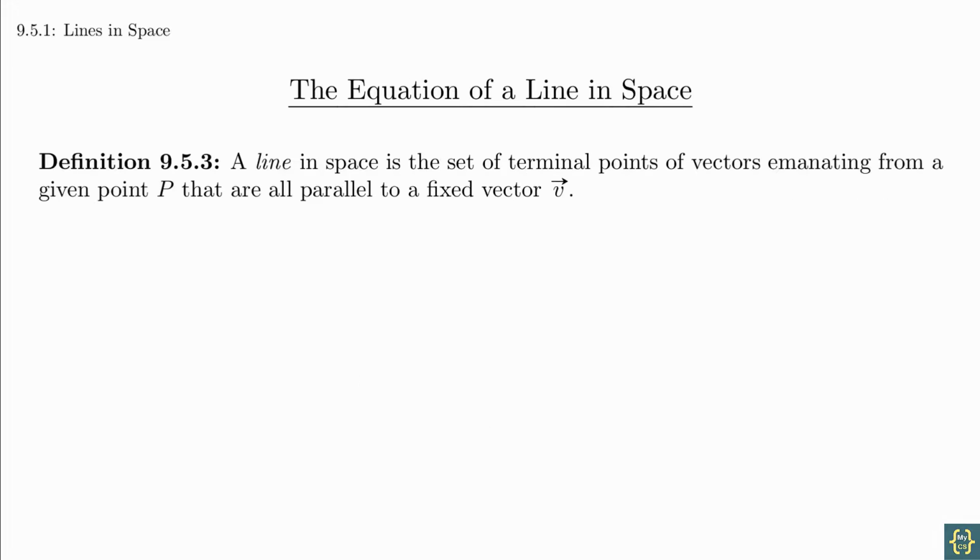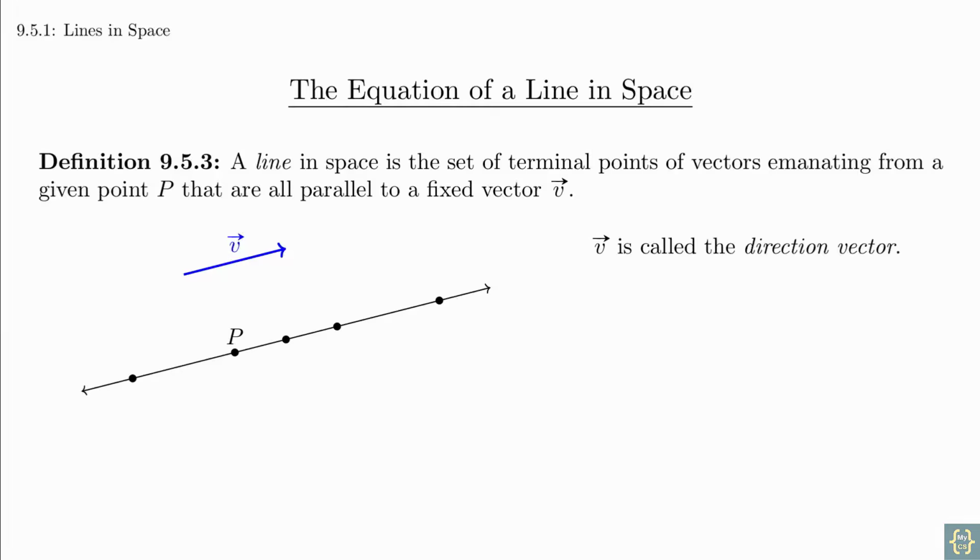Definition. A line in space is the set of terminal points of vectors emanating from a given point P that are parallel to a fixed vector V. At first, this may feel nothing like what we just did, but a picture will be helpful. Here's a point P and a vector V. We want to draw the terminal points of all vectors that emanate from P that are parallel to V. Here are some examples. We should also include vectors that are parallel but point in the opposite direction. Notice how all these points form a line, and that this line is parallel to V. For this reason, V is called a direction vector.